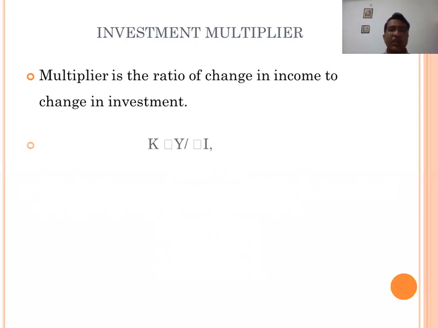Multiplier is denoted by K, so K is equal to delta Y upon delta I. Due to change in investment, how much income changes, that ratio is called a multiplier. It means how much income increases due to change in investment. For example, if we invest 100 rupees, how much does income increase? That rate is called a multiplier. So the multiplier is the ratio of change in income to change in investment.